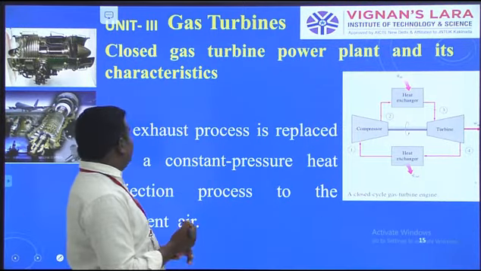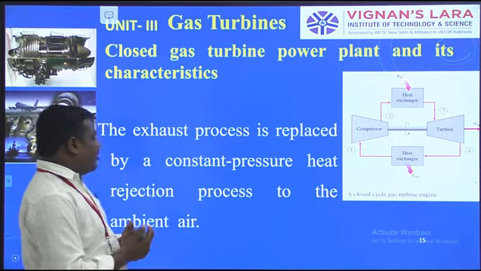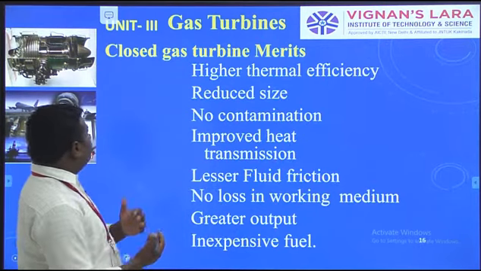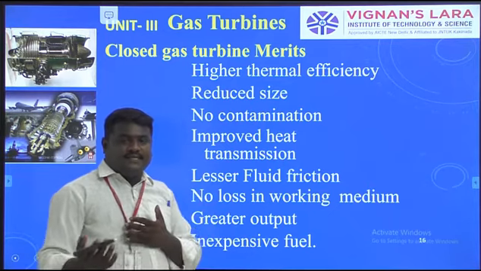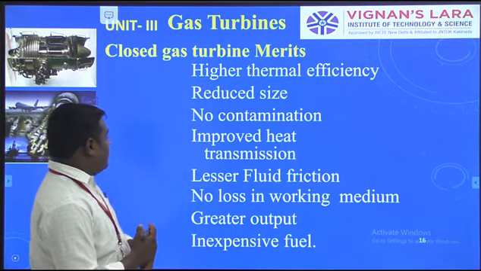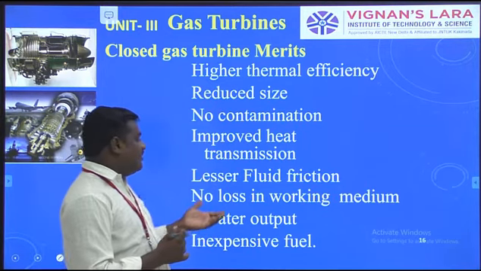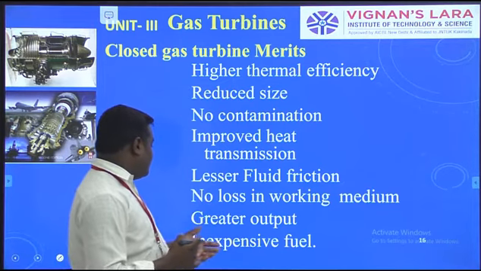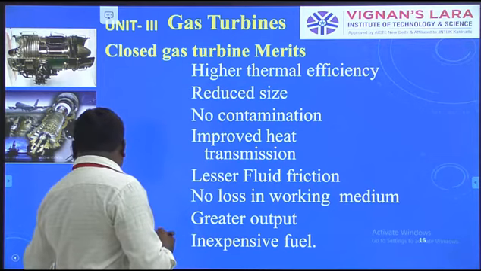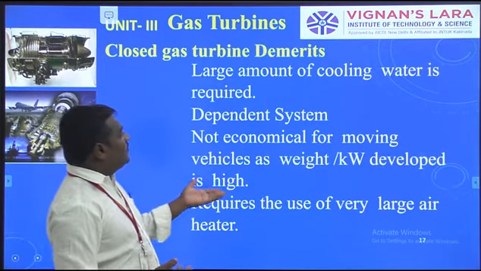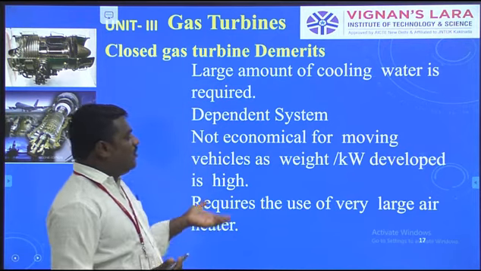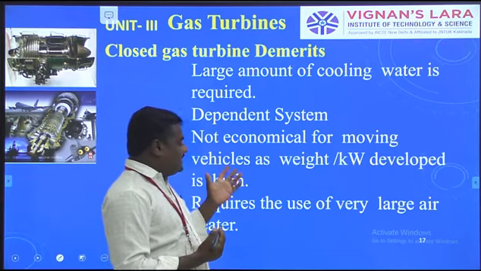The closed gas turbine power plant and its characteristics too. The exhaust process is replaced by a constant pressure heat rejection process to the ambient temperature. I already explained this in the previous slides. So these are some of the merits and demerits of the closed gas turbine. The merits are higher thermal efficiency, reduced size, no contamination, improved heat transmission, lesser fluid friction, no loss in working medium, greater output, and inexpensive fuel. These are regularly used in the gas turbine power plant. And these are the demerits: a large amount of cooling water is required, it is a dependent system, and it is not economical for moving vehicles because of weight. The kilowatts developed are in a high range, so these are some of the demerits.